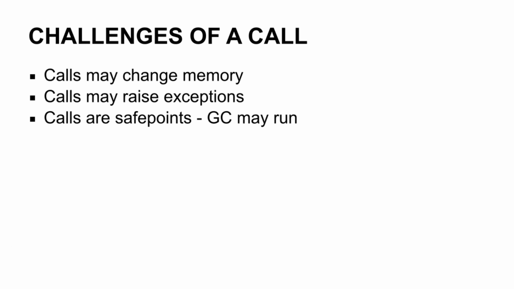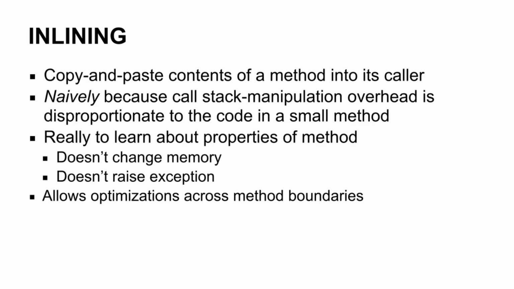And calls are safe points, at least in Hotspot, which means they can cause the GC to run, and the garbage collector is free to relocate objects. So again, that would force the compiler to reload variables, which it would like to avoid. The solution in Hotspot is a technique called inlining. The idea of inlining is a simple one. We copy and paste the contents of a method into its caller.